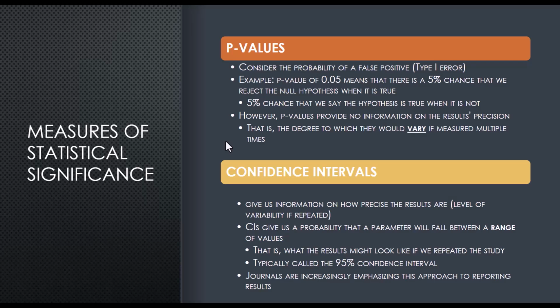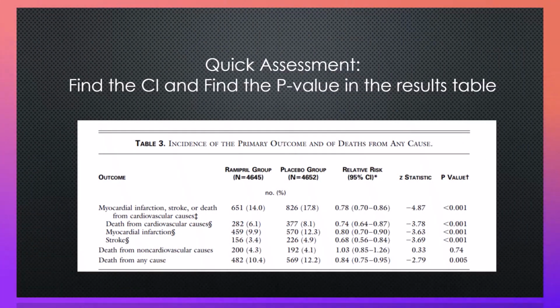Journals are increasingly emphasizing this approach to reporting the results. Why? Well, confidence intervals take into account the precision of a study. They're not just looking at, here's one study, here's the results. They are statistically looking at what results might look like in repeated studies, which is a lot more pertinent to extrapolate meaningful information. Here's a clip from the Ramipril research article.